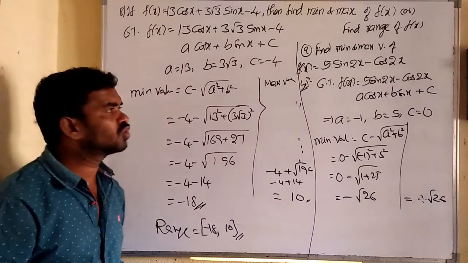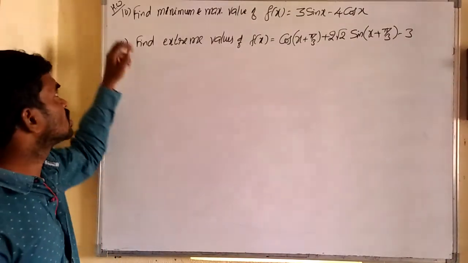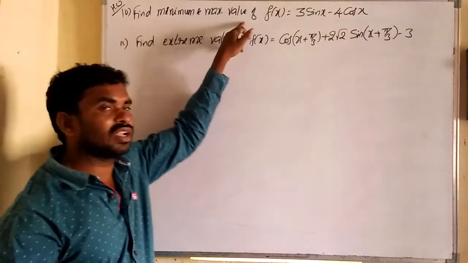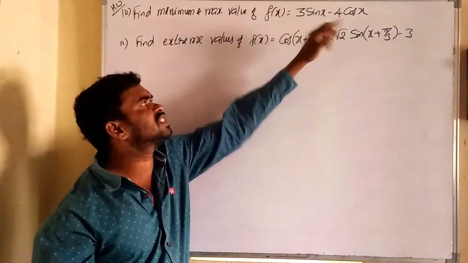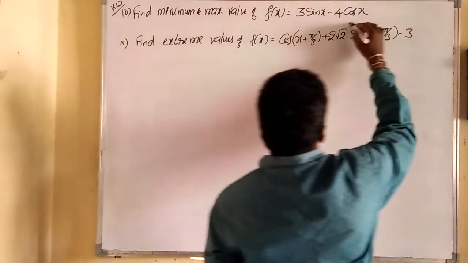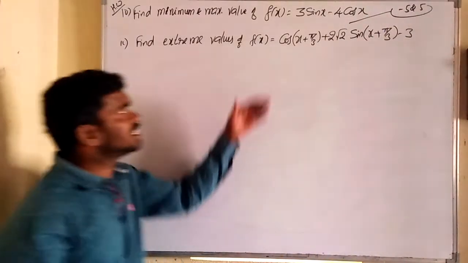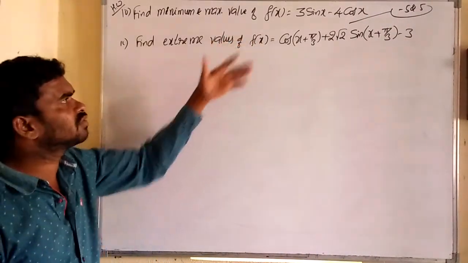Two more questions are there in this concept. 10th question: find the minimum and maximum value of f of x is equal to 3 sin x minus 4 cos x. You do it in your practice. Answers are minus 5 and plus 5. Okay, the same process: a is minus 4, b is 3, c is 0, and substitute in the formula.